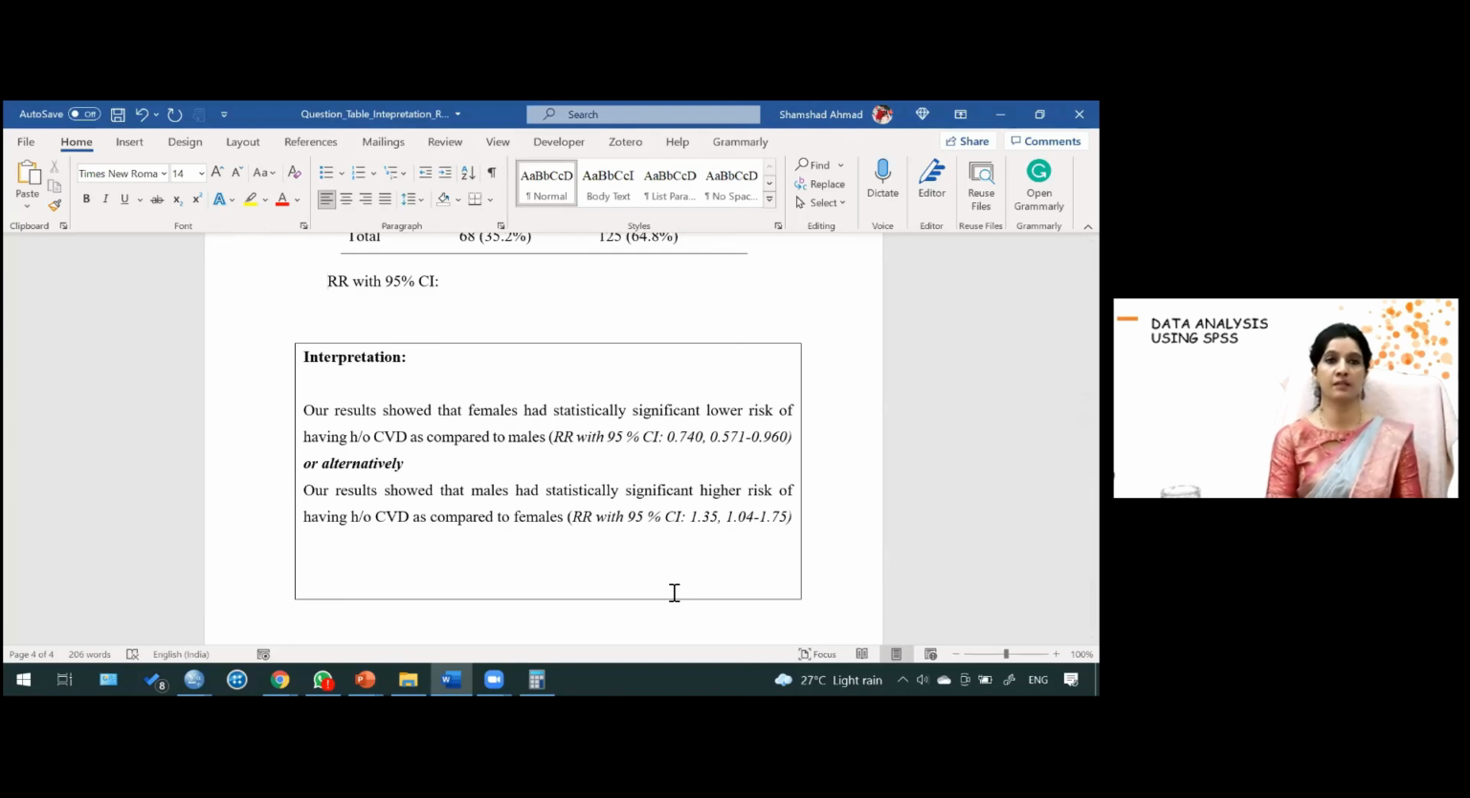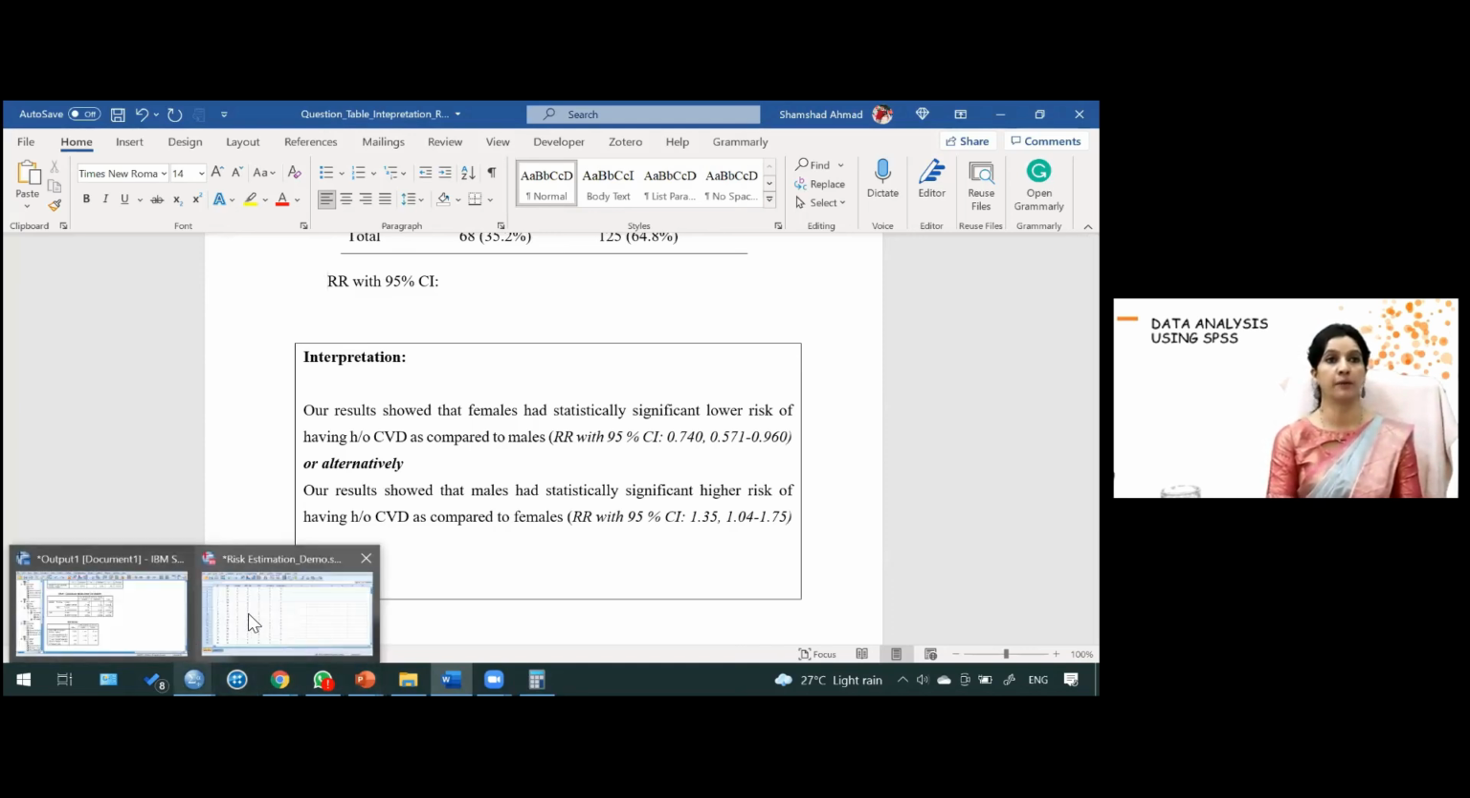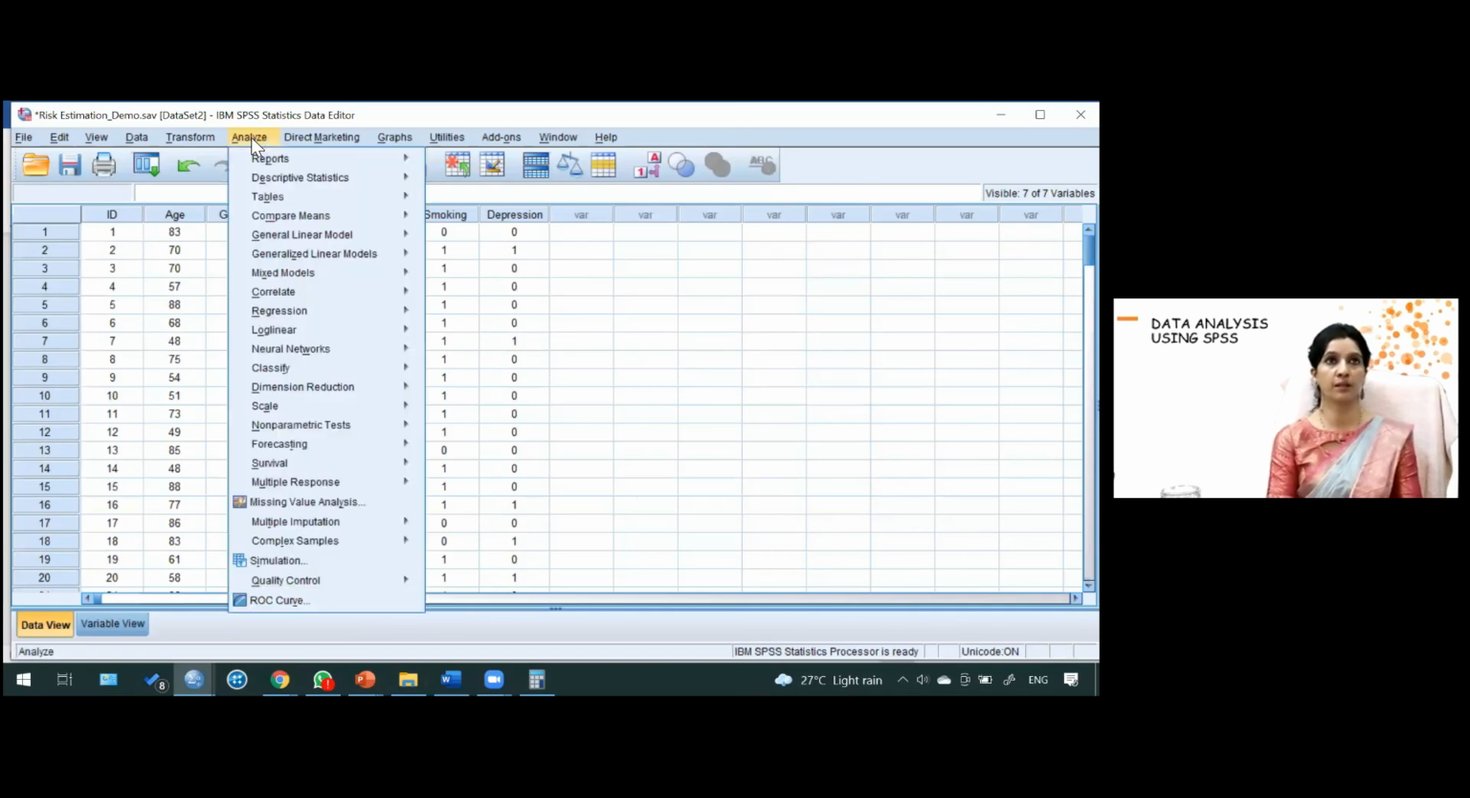Just to summarize once again, the SPSS gives the outcome of relative risk and odds ratio in a single table, because you have to put the command descriptive statistics, crosstabs, and in there crosstabs.